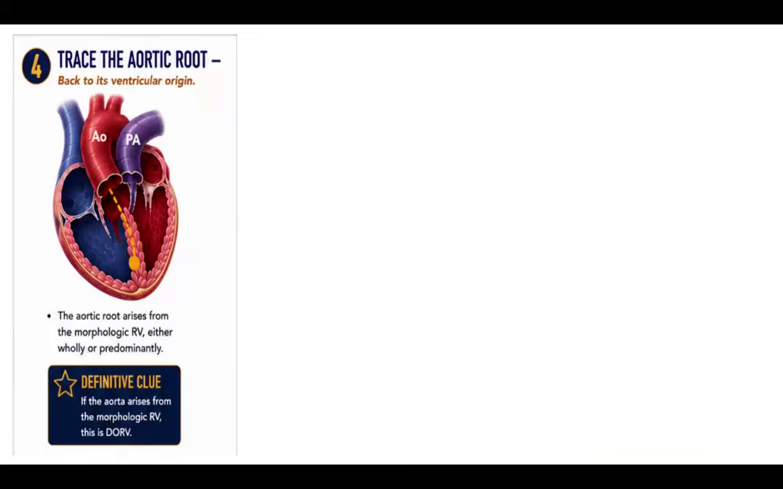Okay. And so as we trace the aortic root, we're at step 4, we notice that it is mostly arising from the right ventricle. Okay, which we can see here. You see where the VSD is. Okay, so that's a definitive clue. If you're connecting the aorta to the right ventricle, whether wholly or partially, that's usually your clue that we're dealing with a double outlet. Okay.